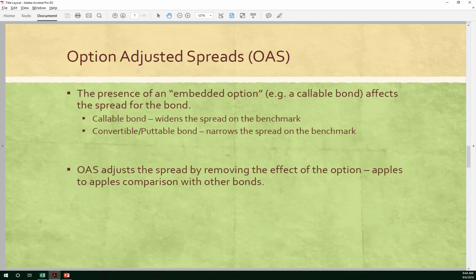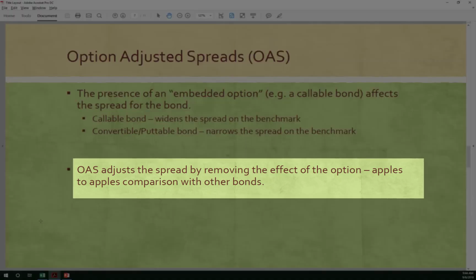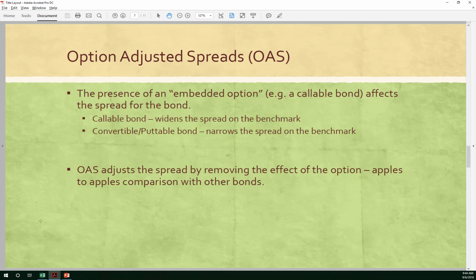What the option adjusted spread does is it removes the effect of the option, removes the effect on the yield by virtue of that option being in the bond. And so it allows us to have an apples to apples comparison with other bonds. So the option adjusted spread takes out the effect of the option and gets the spread where it's applicable to other bonds at the same maturity with that same benchmark.